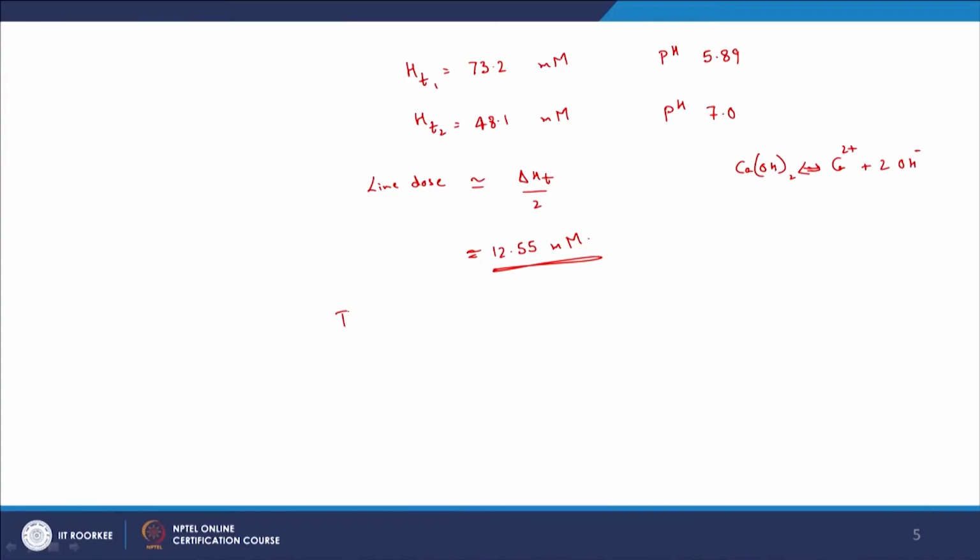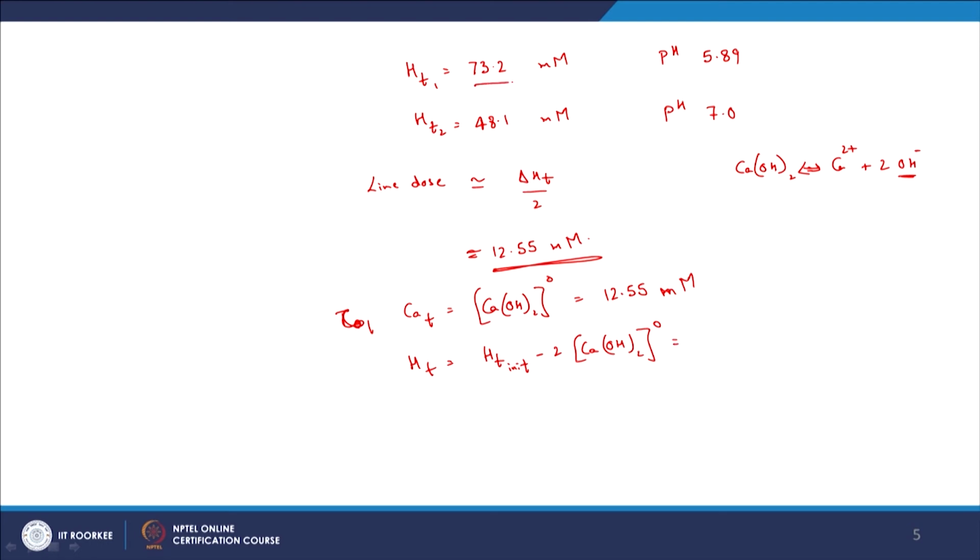So, let us run that here. The Ca total, calcium total, is the new component, right. Ca total is equal to Ca(OH)2 initial, and that is obviously equal to 12.55 millimole. And what else? We need to also calculate H total, that is equal to H total initial minus 2 times Ca(OH)2, right. This is the amount of base we are adding, 2 times because of 2 OH-.